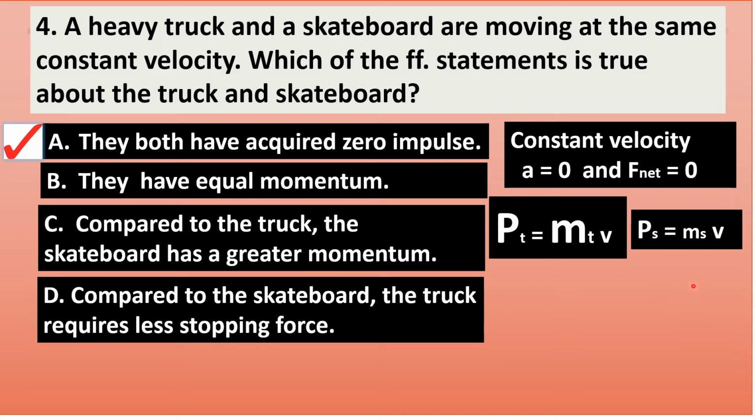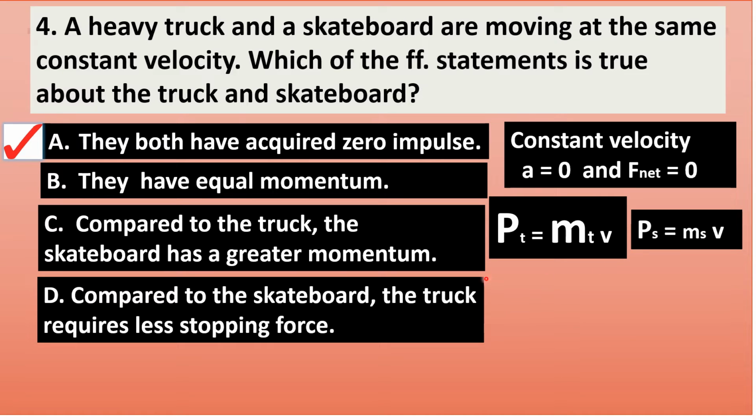And how about the skateboard? Because it has a relatively small mass, and they both have the same velocity as the truck, then naturally, when you multiply a small mass by a constant velocity, you will expect that the momentum of the skateboard will just be small as compared to that of the truck. That makes letter B an incorrect option. Okay. How about letter C?